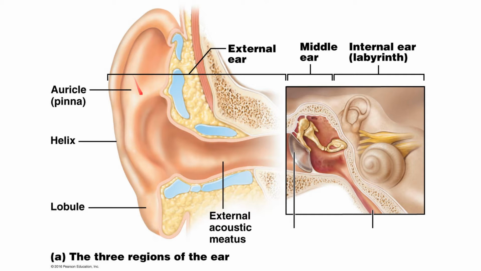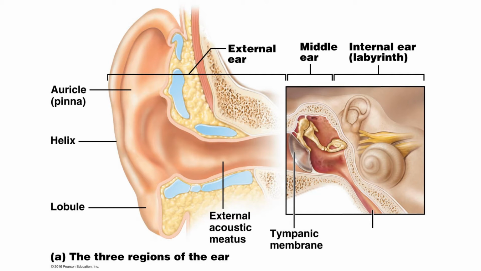This is skin, so it's going to have all of our normal properties that skin has. For example, it's going to have sebaceous glands that secrete oil or sebum, and it also has modified sweat glands that are called ceruminous glands, and they secrete cerumen or earwax. And the cerumen is sticky, and it helps trap dirt or little invading things that are trying to get in there.